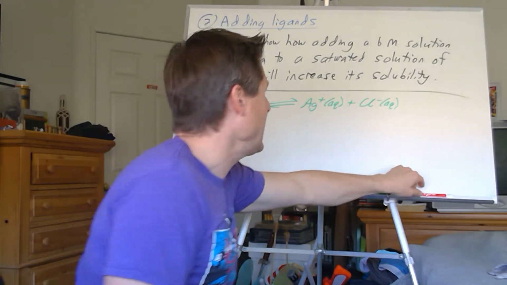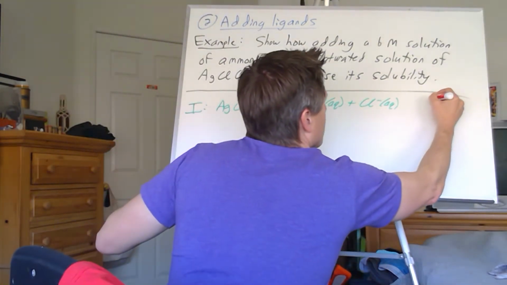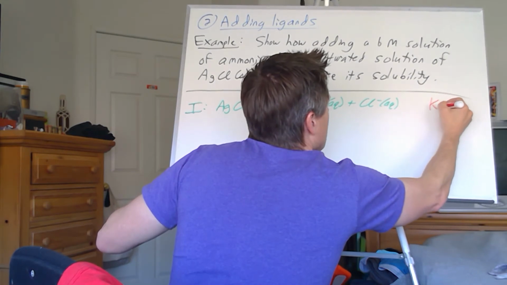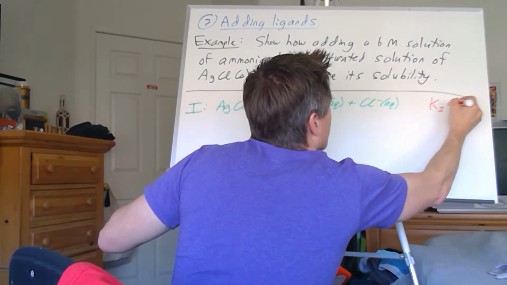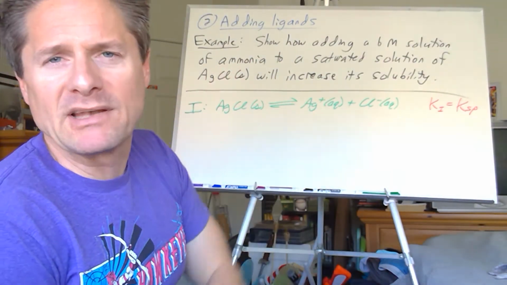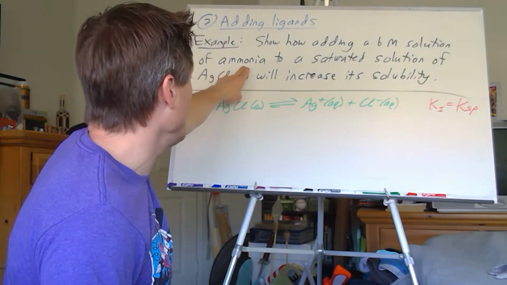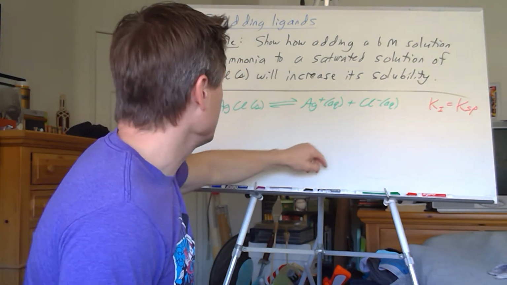And we could look up this K value. This would be Ksp, correct? We can look that up on a table, we don't need to right now. What happens is we add ammonia. We're adding ammonia, so let's take a look.